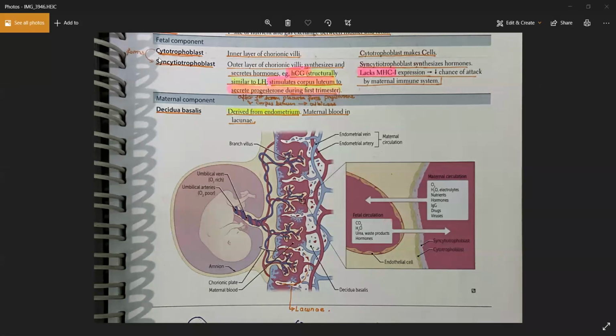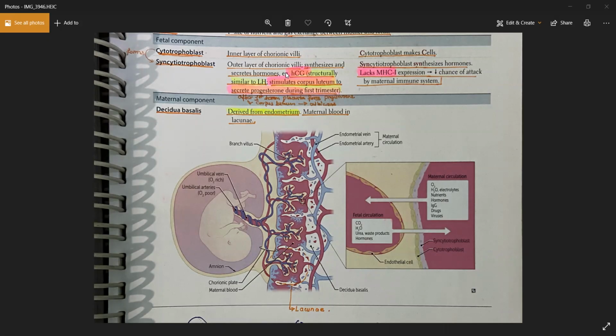So these syncytio and cytotrophoblast will form the villi, and the syncytiotrophoblasts are actually derived from the cytotrophoblast. So they are like a stem cell layer. You can think about it like that. They form the syncytiotrophoblast, and the function of the syncytiotrophoblast is to release the beta HCG, right?